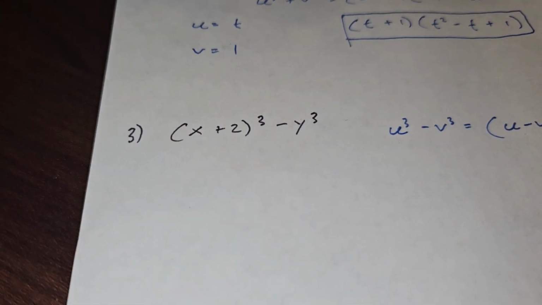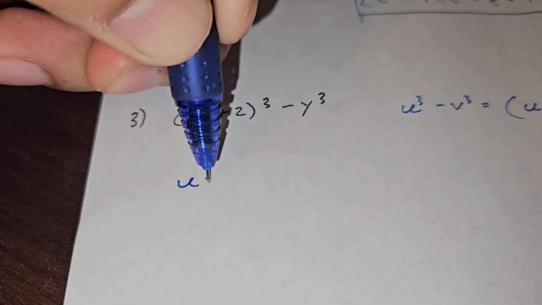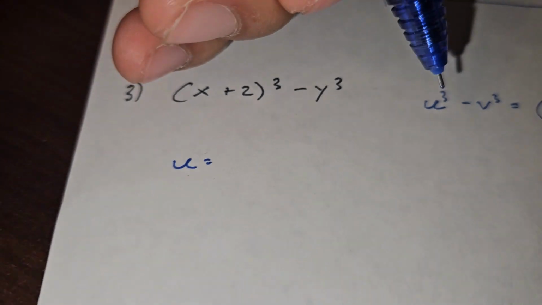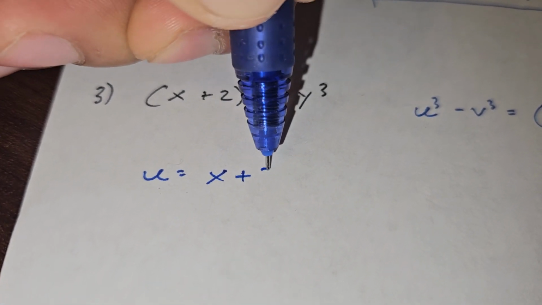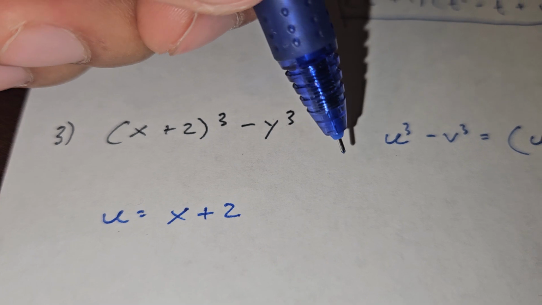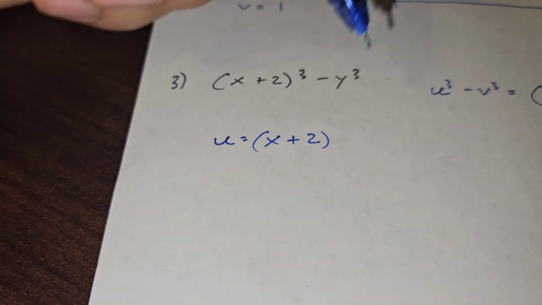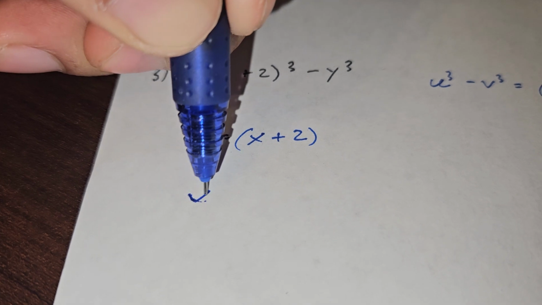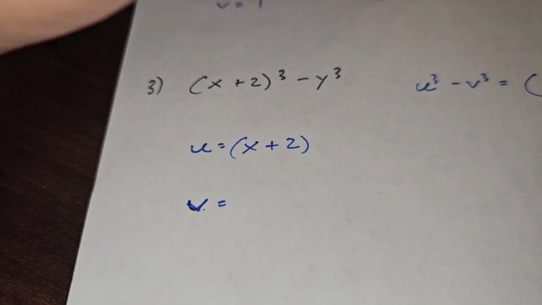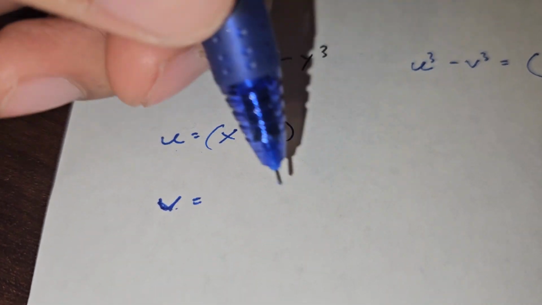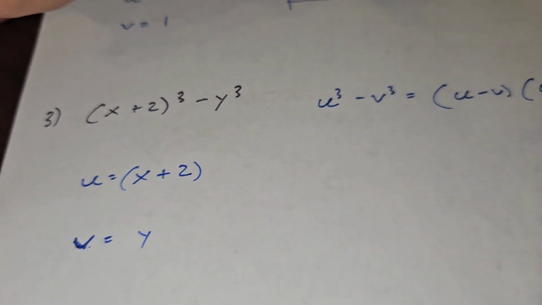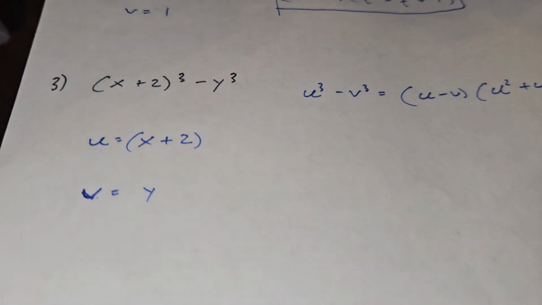So let's go ahead and define our u and our v. Our u, the cube root of (x + 2) cubed, is going to be just x + 2. Let's keep the parentheses in there though. And then v is going to be the cube root of y cubed. Ignore the minus sign for right now, but the cube root of y cubed is just going to be y, right? y times y times y is y raised to the third power.